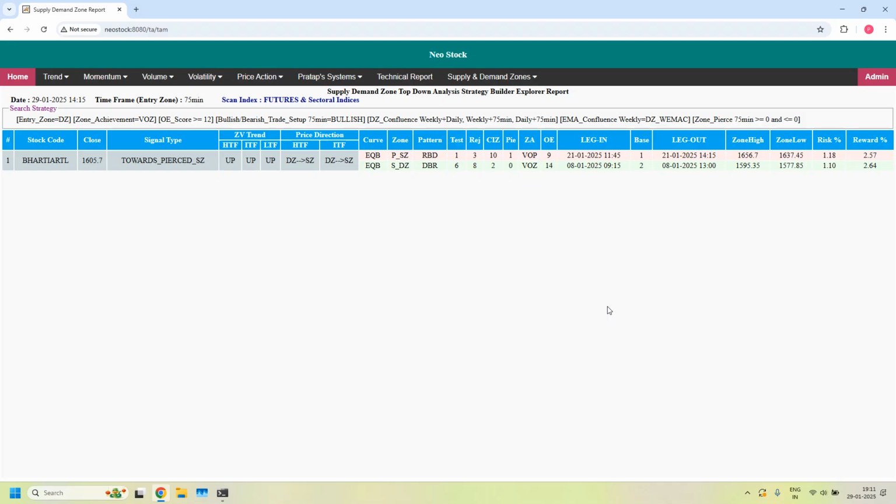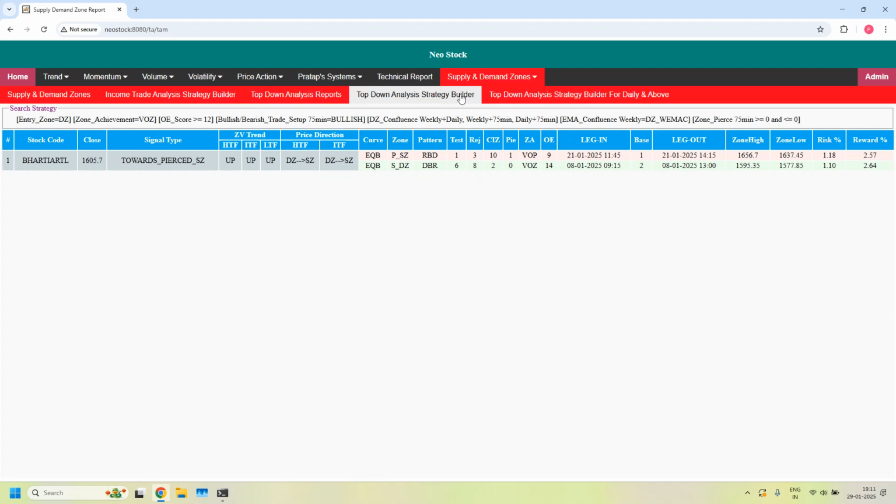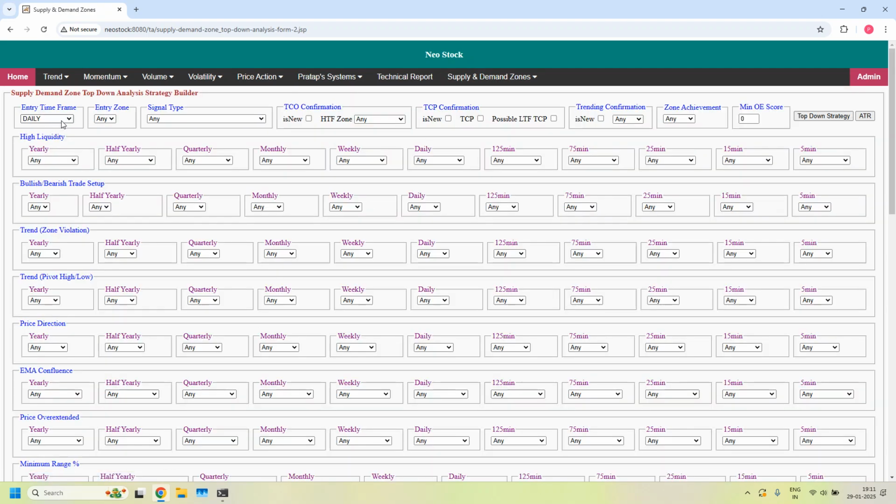So this is about bullish trade setup, weekly income trade. Next, bearish trade setup, weekly income trade. Entry time frame is 75 minutes. Entry zone is supply zone. In bullish or bearish trade setup parameter at entry time frame 75 minutes, I am selecting bearish.